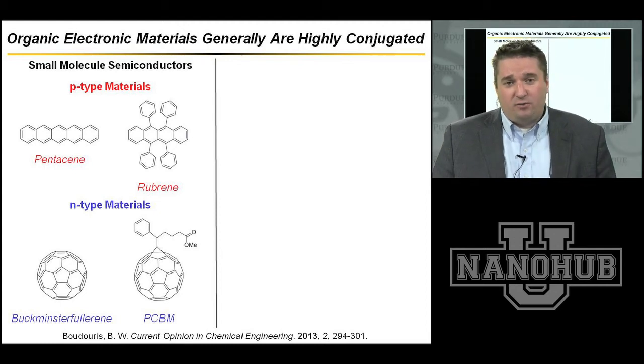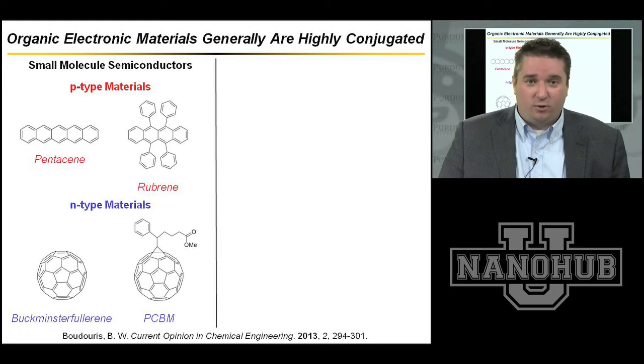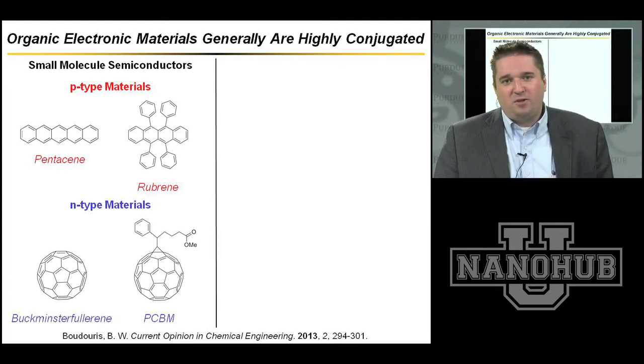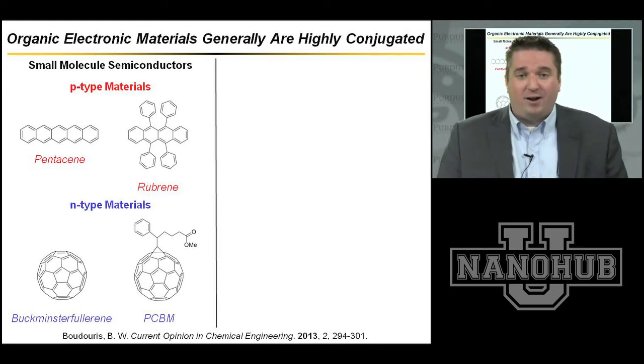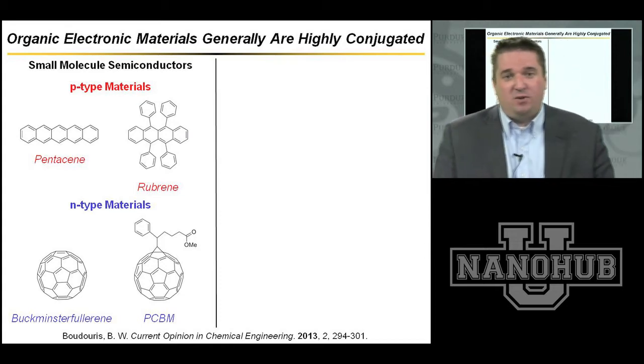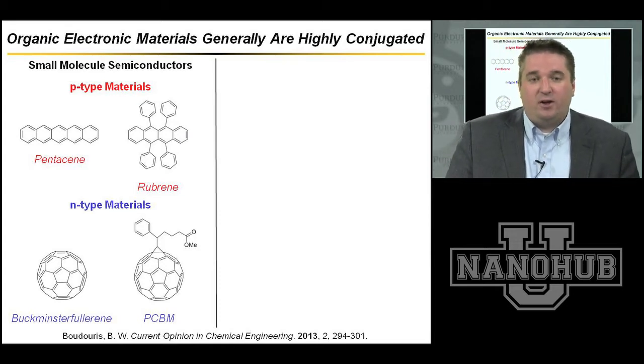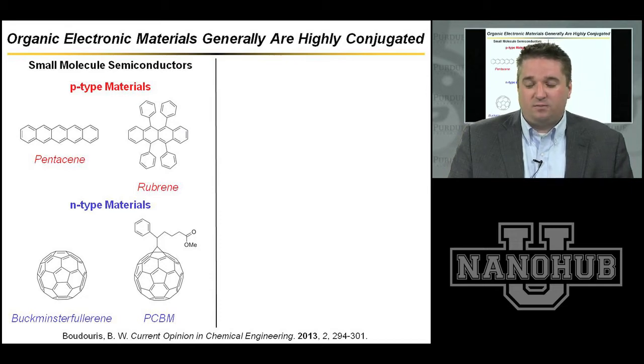One thing you'll note, if you're familiar with traditional inorganic semiconductors, is that our materials can either be p-type or n-type. And when we say p-type, we mean they transport holes preferentially, or n-type, they can transport electrons preferentially. And how we design these molecules will allow us to know which one is which. And we'll cover that in this course.